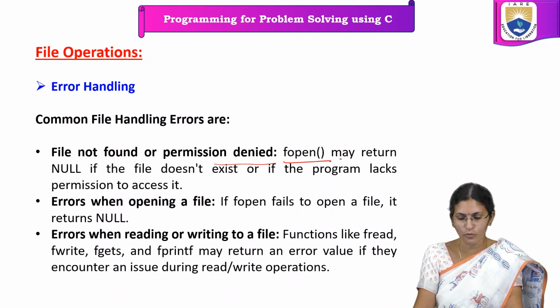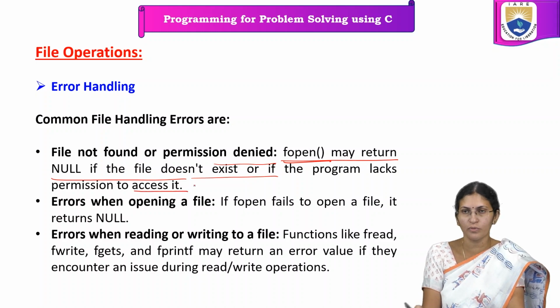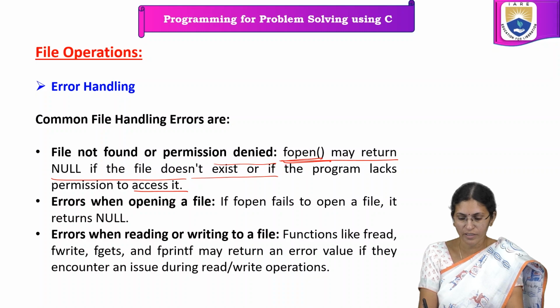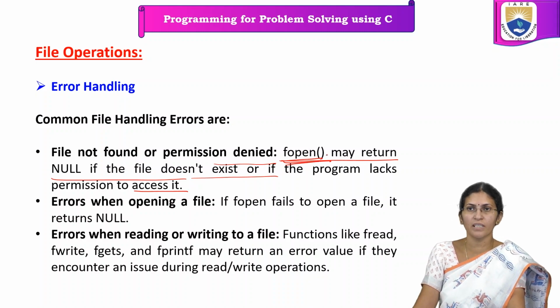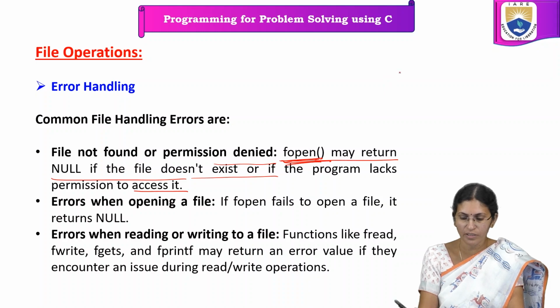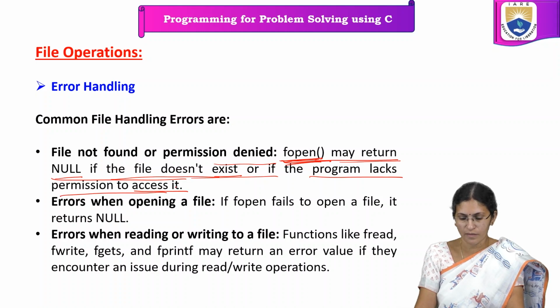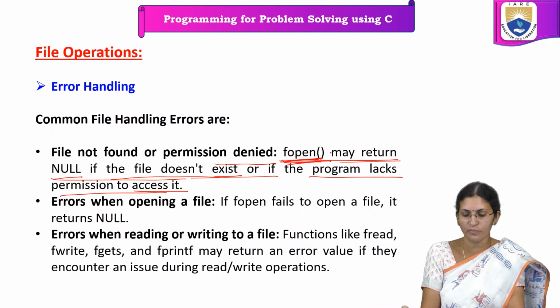This error can be checked with the help of the fopen function. It may return null if the file doesn't exist or if the program lacks permission to access it. So we can check the return value of the fopen function. If it returns null, then we can say that the file doesn't exist or the program lacks permission to access it. By checking the return value of fopen, we can handle this error.